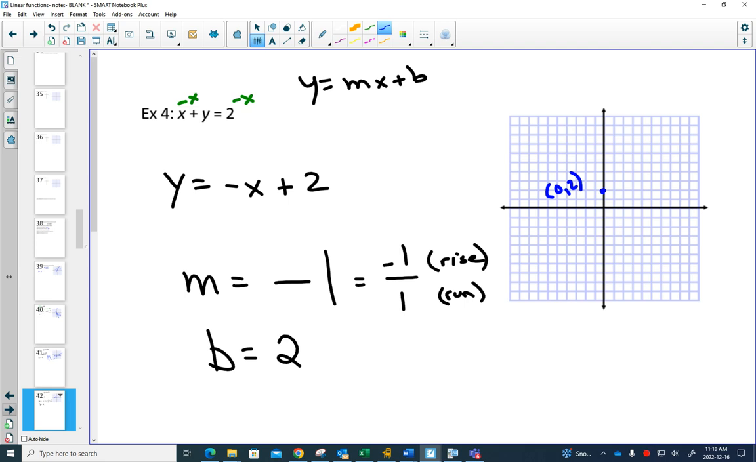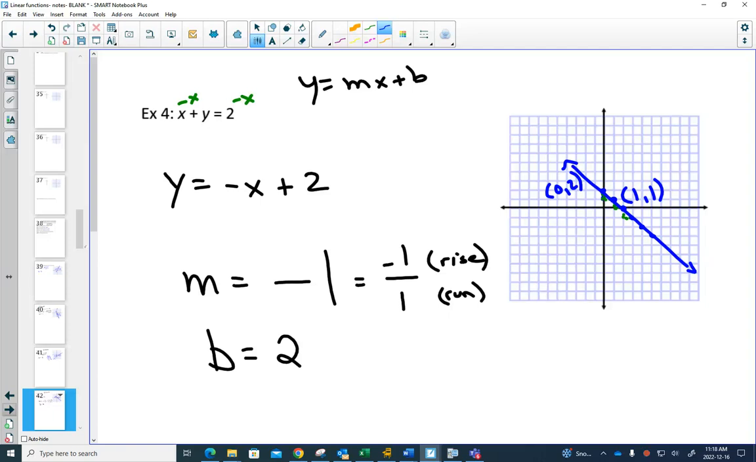Rise and run of -1 means that I can go down 1, over 1, and find another point. Down 1, over 1. You see, you can find those points really easily and draw a straight line, put arrowheads on the ends, and we've got our graph. I need to label one more point, so I'm going to label this one 1, 1. Label my 2 points, and I found my graph right away.